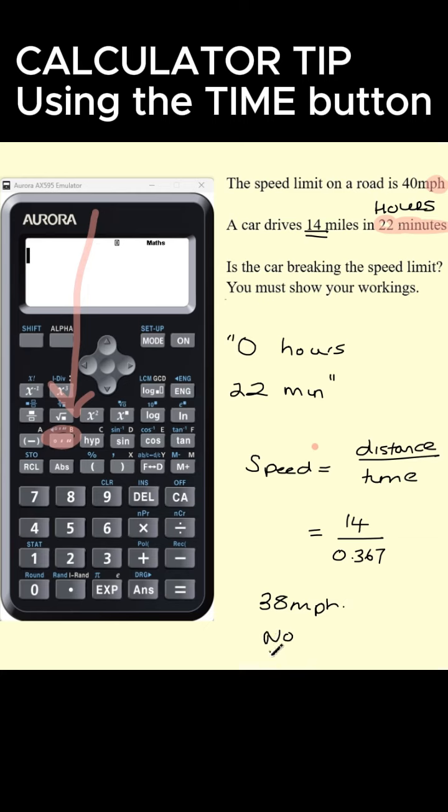We can answer our question. Is she going too fast? No, the speed limit is 40. There we go.